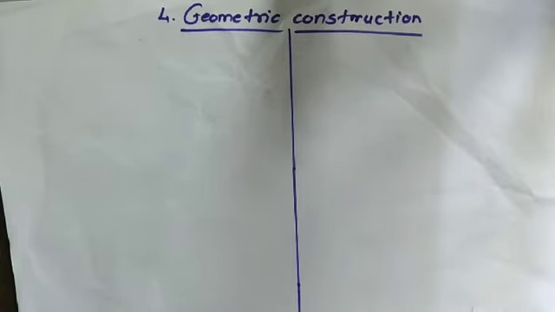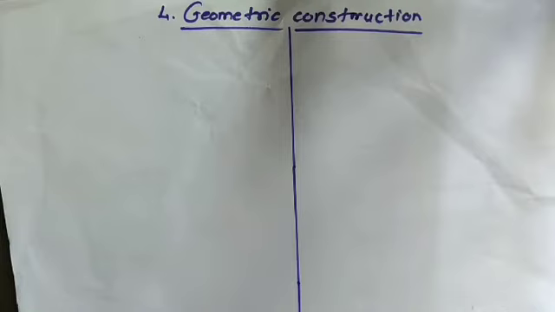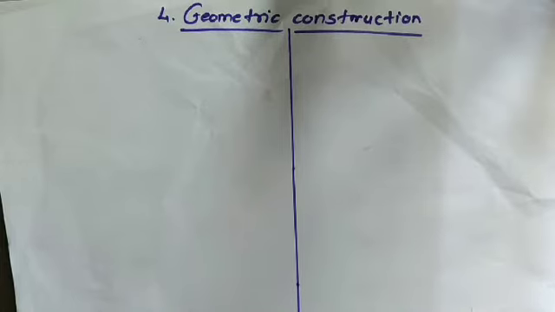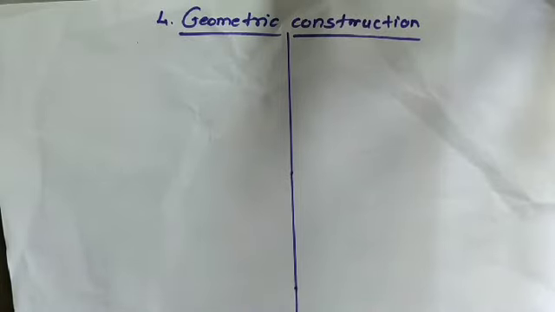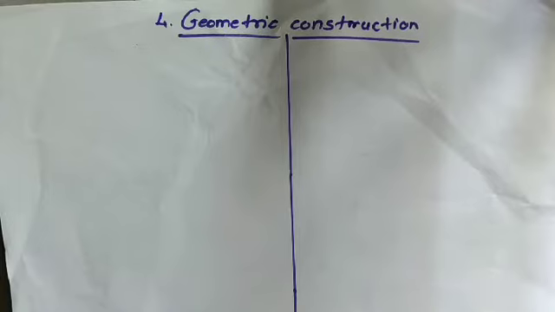Hello students, lesson number 4, geometry construction. Under this lesson, today we will see the next construction, that is basic construction. Yesterday we had seen how to draw the perpendicular bisector for a given segment. Then afterwards we had seen how to divide a given segment into the required number of segments. Okay, that also we had seen.